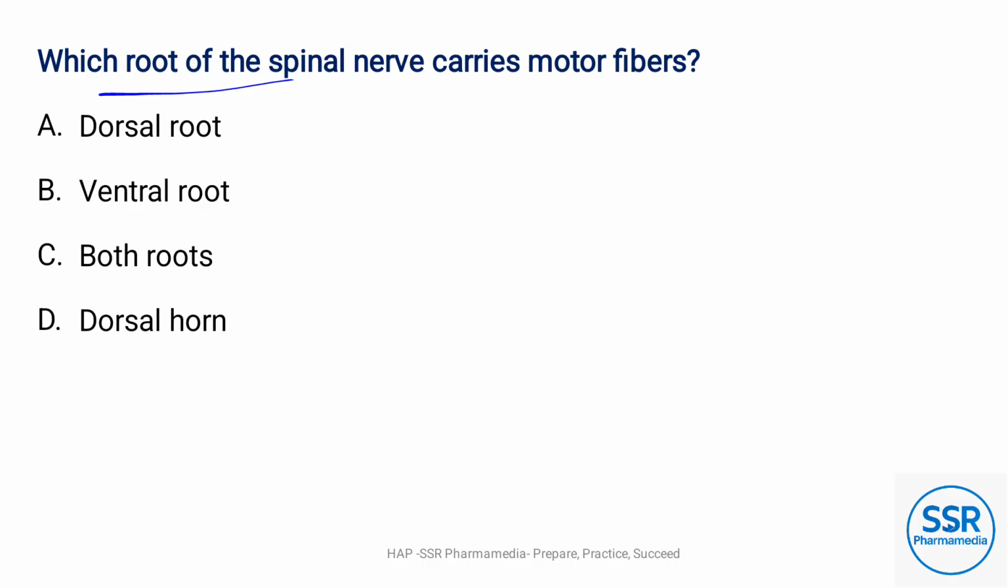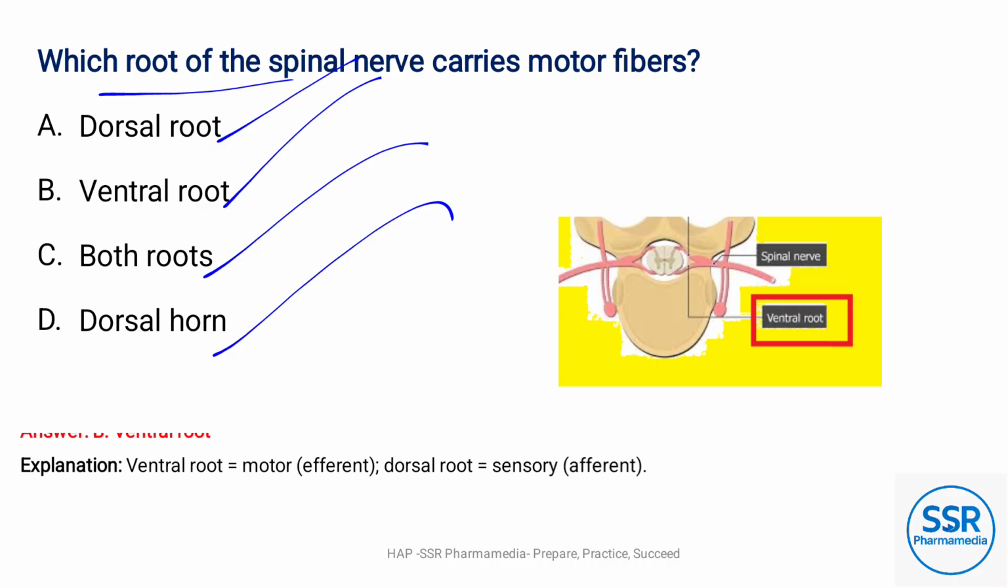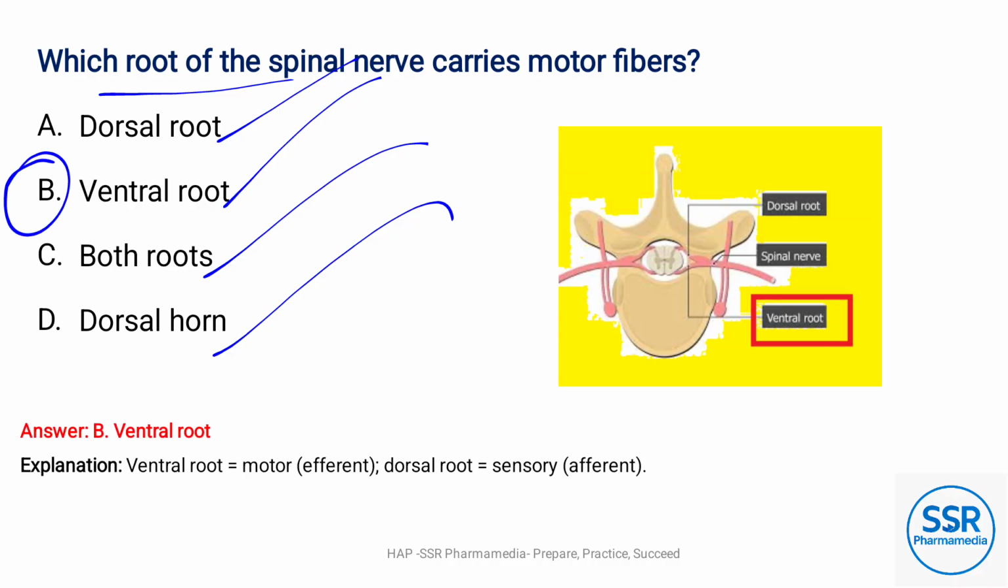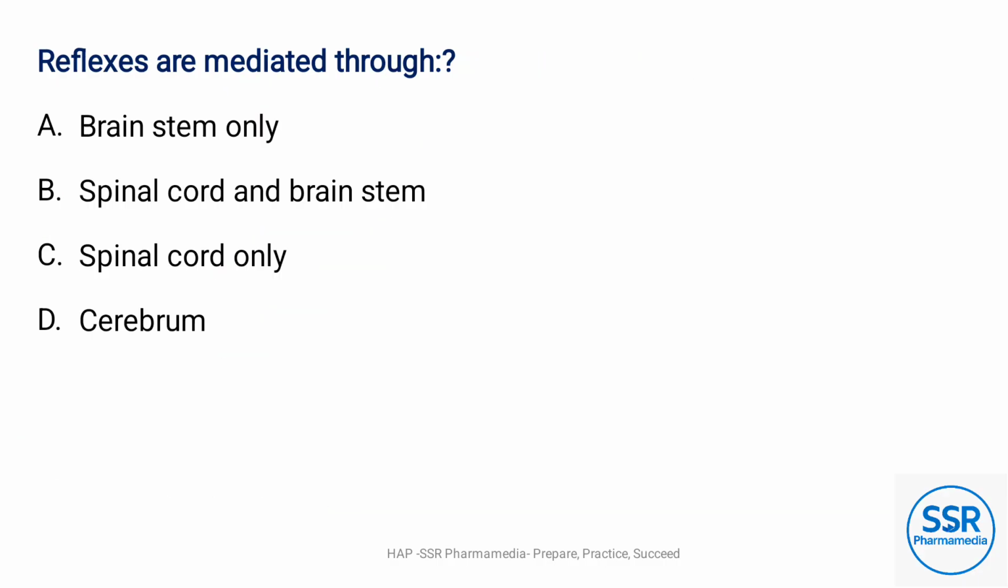Which root of the spinal nerves carries motor fibers? Option A, dorsal root. Option B, ventral root. Option C, both roots. Option D, dorsal car. So the answer is option B, ventral root. The ventral root carries motor efferent fibers, and the dorsal root contains sensory, that means afferent, fibers. This is the ventral part, and this is the dorsal root.